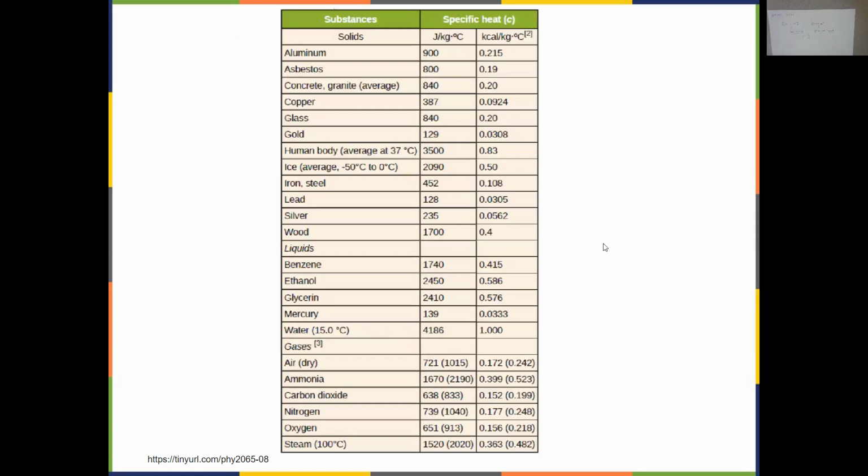So specific heat capacity, or sometimes just called specific heat, all right, is substance dependent, which means it's specific to a particular substance. So you can find the heat capacity of a substance here, and these are given in two units, joules or kilocalories per kilogram times degree Celsius. Okay, so you can look it up here. So this is under normal condition.